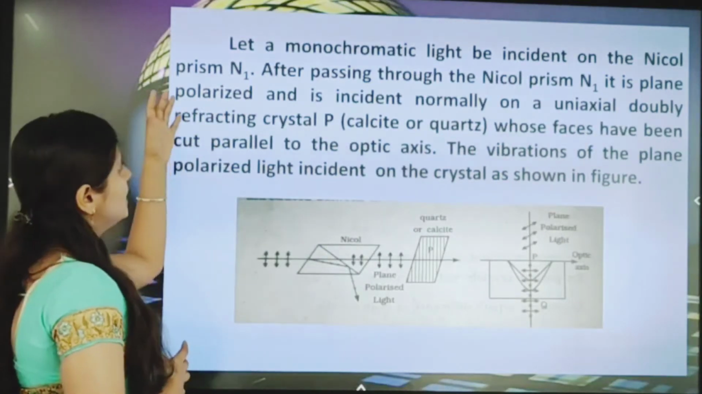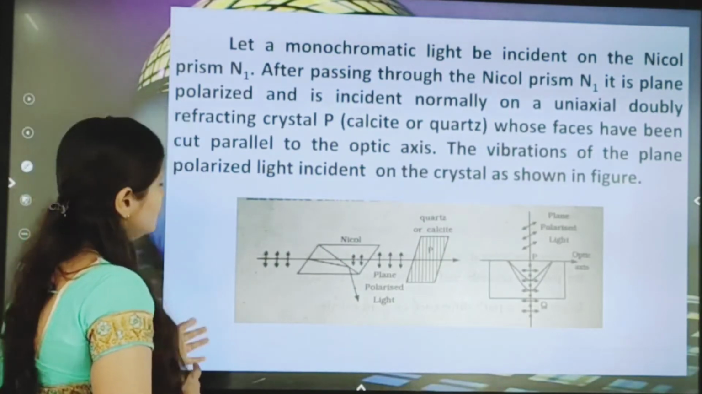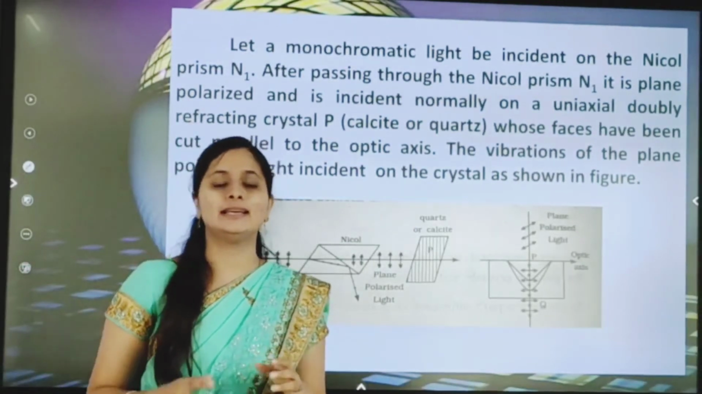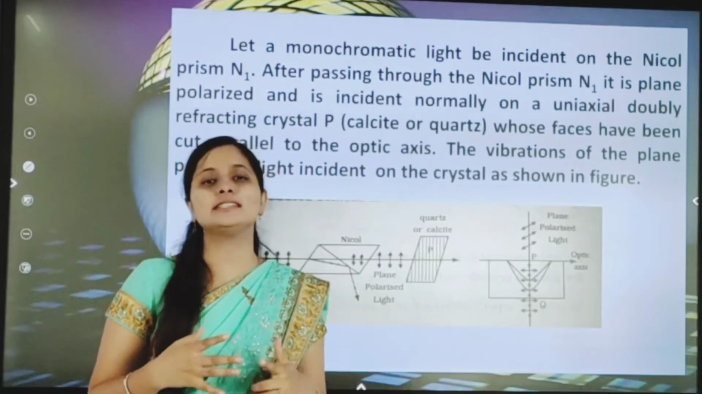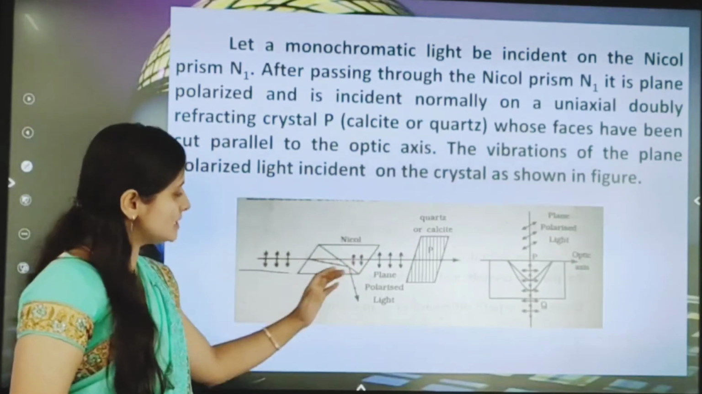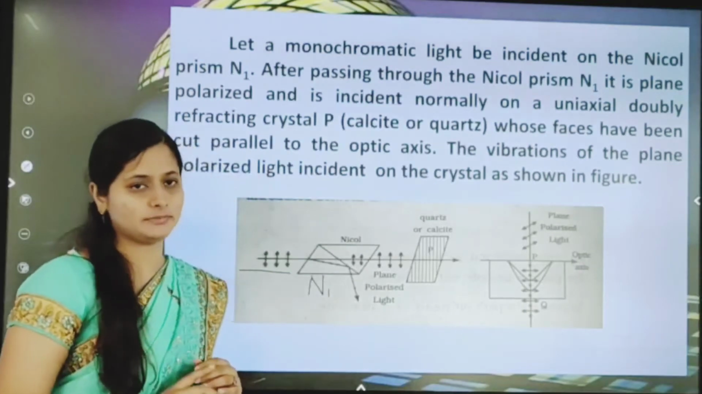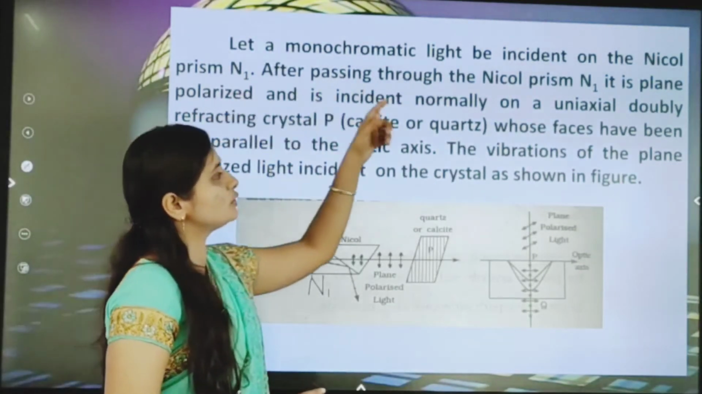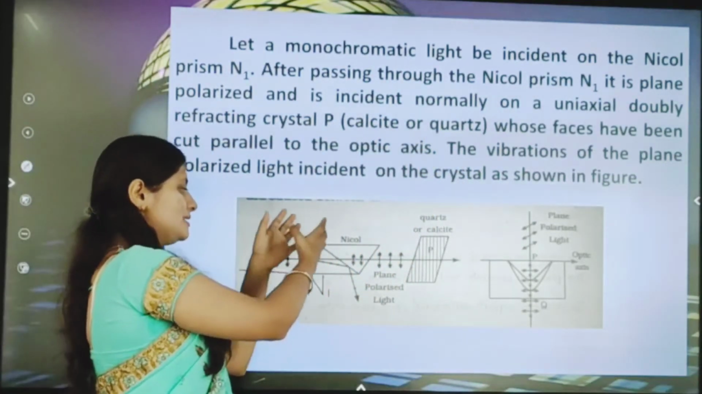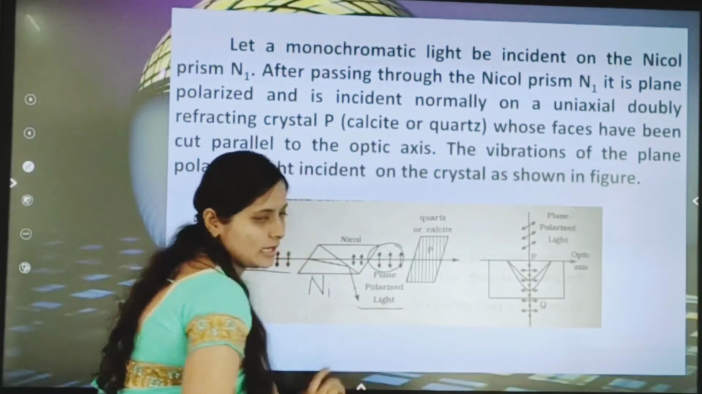See here, let a monochromatic light be incident on a nicol prism. What is meant by monochromatic light? Monochromatic light has a single frequency, a single wavelength, as well as a single color. So we take a monochromatic light incident on a nicol prism, which we consider as N1. After passing through the nicol prism N1, the light is plane polarized.